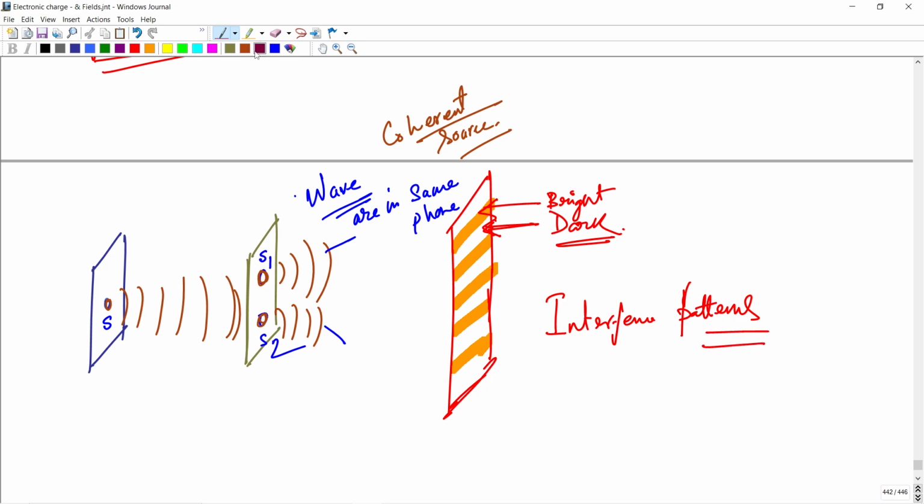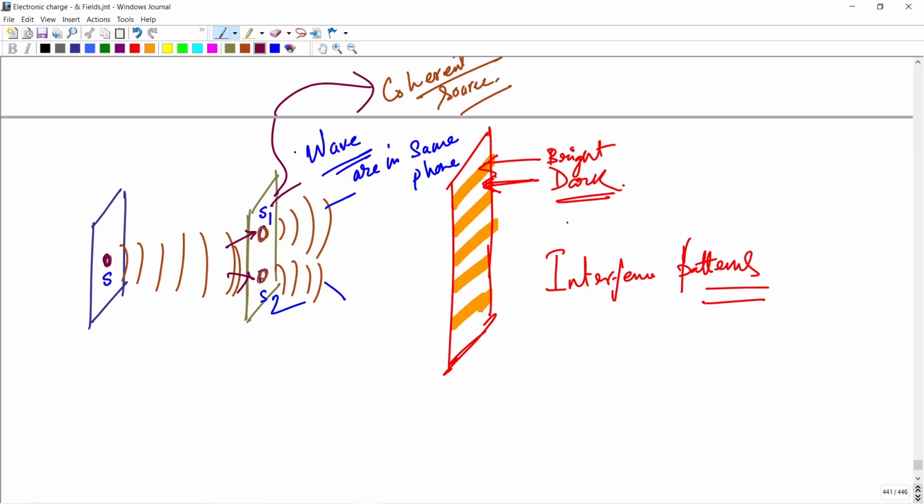Okay, clear the concept: what is interference, and how Young modified it with one lamp. That one lamp passes through these two pinholes, and these are the same wave, in the same phase. So that's why S1 and S2 are coherent sources, and why they produce the interference.